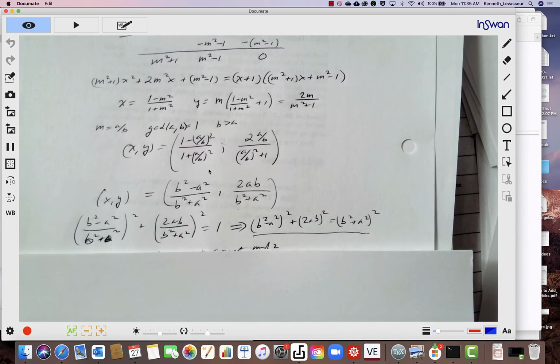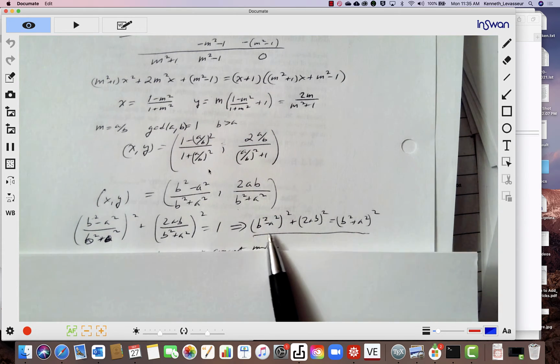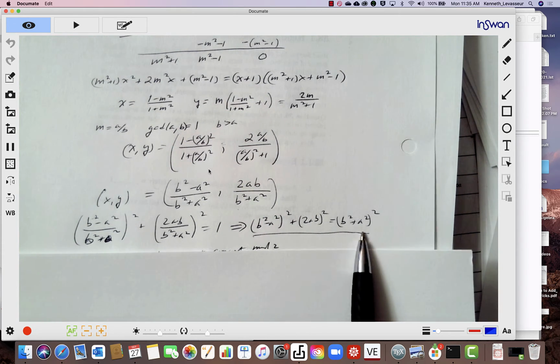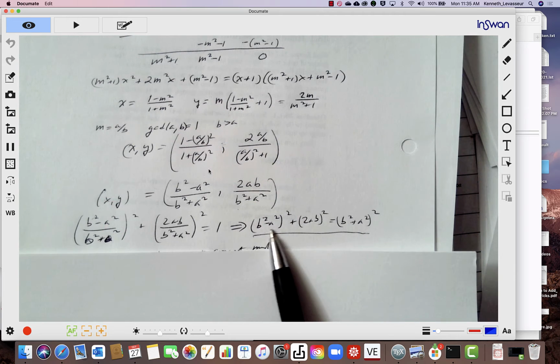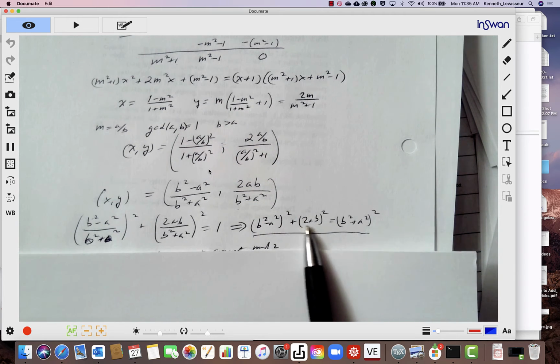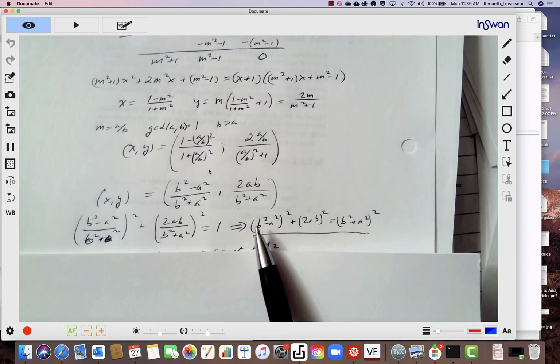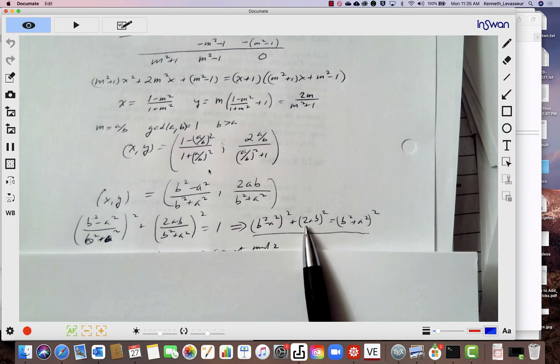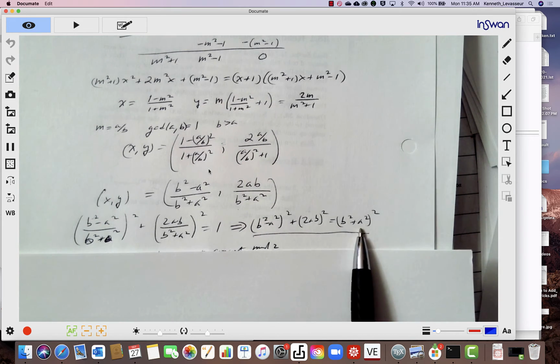And since this is a point on the circle, we know that this x coordinate squared plus the y coordinate squared is 1. We get this equation here. But if we multiply through by b squared plus a squared, we see that we get a Pythagorean triple. Remember, a and b are integers. So this is a Pythagorean triple. It's b squared minus a squared, 2ab, and b squared plus a squared.